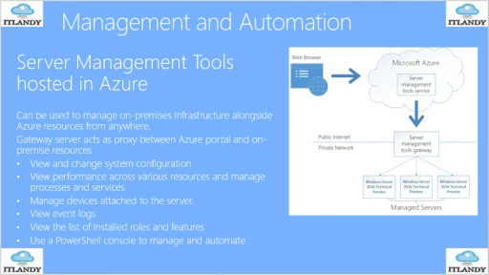Now, next is the server management tool. This tool is hosted in Azure. It can be used to manage on-premise infrastructure alongside Azure resources from anywhere. A gateway server acts as a proxy between the Azure portal and on-premise resources. It allows us to view and change system configuration, view performance across various resources, and manage processes and services. It allows us to manage devices attached to the server, event logs, and the list of installed roles and features, plus using PowerShell to manage the automation.